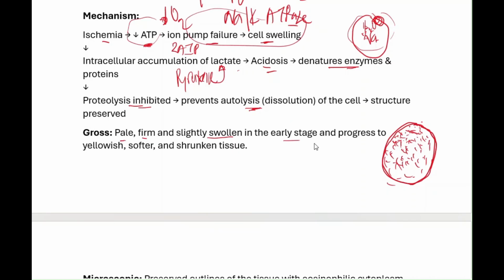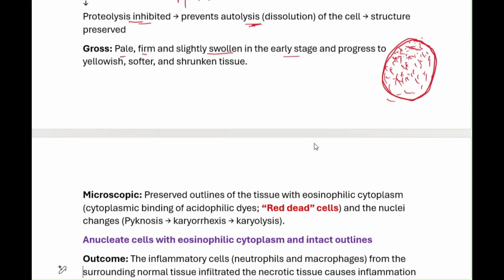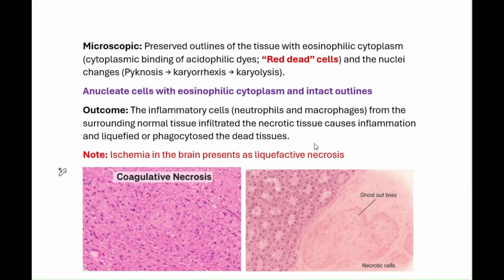And with time, it could progress to yellow, softer, and a shrunken tissue. So what are we going to see on the microscopic level? On the microscopic level, we're going to see a preserved outline, like we mentioned, of the tissue with eosinophilic cytoplasm. Why did they call it eosinophilic? Because it appears pink when you apply acidophilic dye, right?